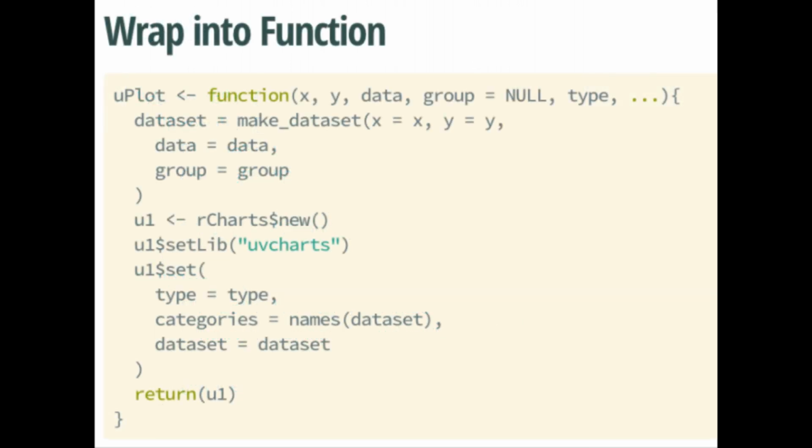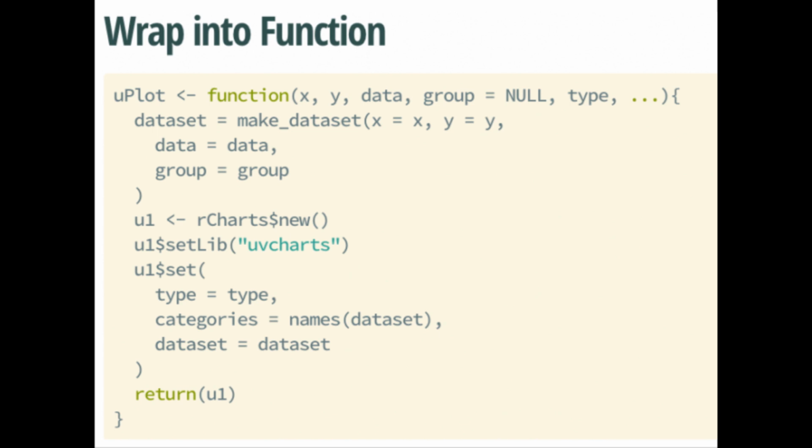And finally, just wrap it into a function. So this is an example of a function that I call uplot, because the library is uv-charts. So you see what's happening. I'm setting it as a child object of the rCharts class. And then I'm setting the library to this particular folder. And then I'm just passing on the parameters that the R user passes.